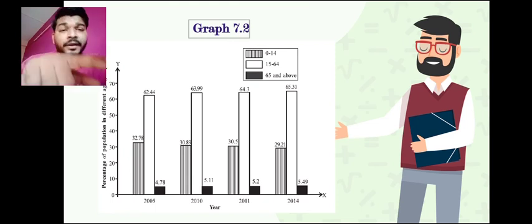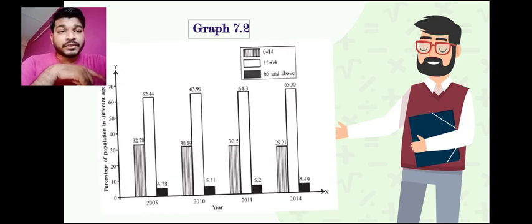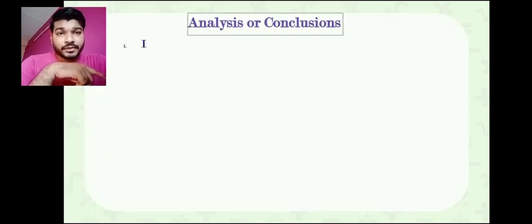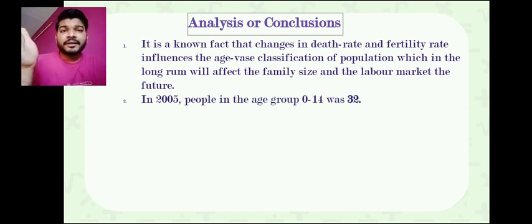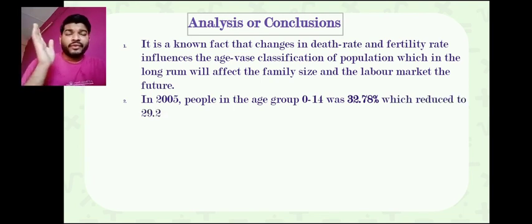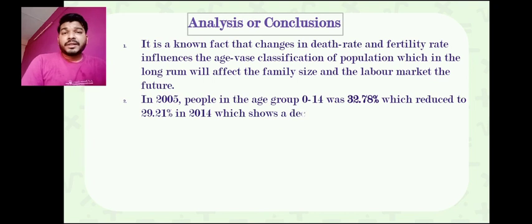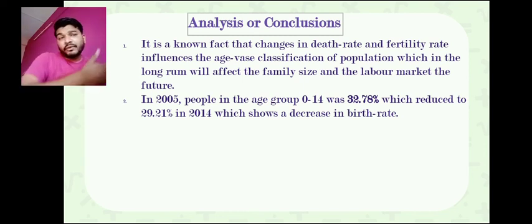But regarding this graph, we also have to go with the analysis. So let's go with the analysis first. By looking at this graph, we know that the fertility rate is higher and the death rate is lower. We find that there is a long gap between the death rate and the birth rate, and there is an increase in the population. Then, in the comparison I mentioned from 2005 to 2014, the first age group, 0 to 14, was 32.78% in 2005, which decreased over the period of time to 29.21% in 2014, which shows a decrease in the birth rate. As I told you the same.